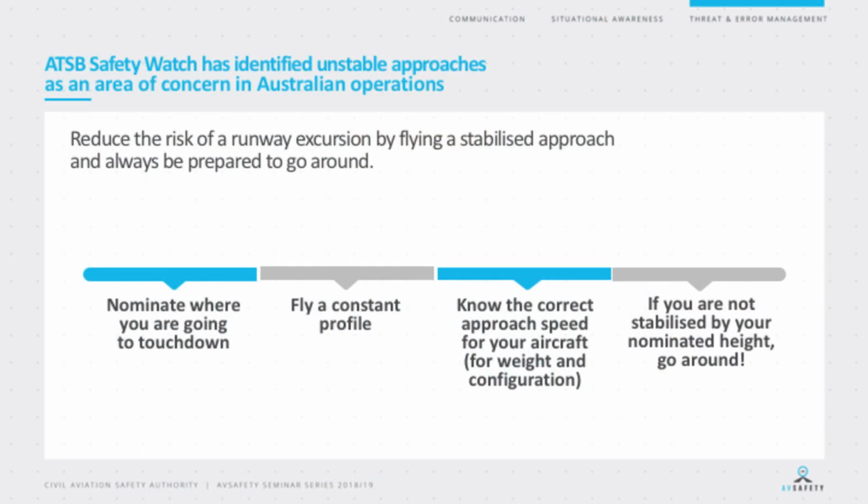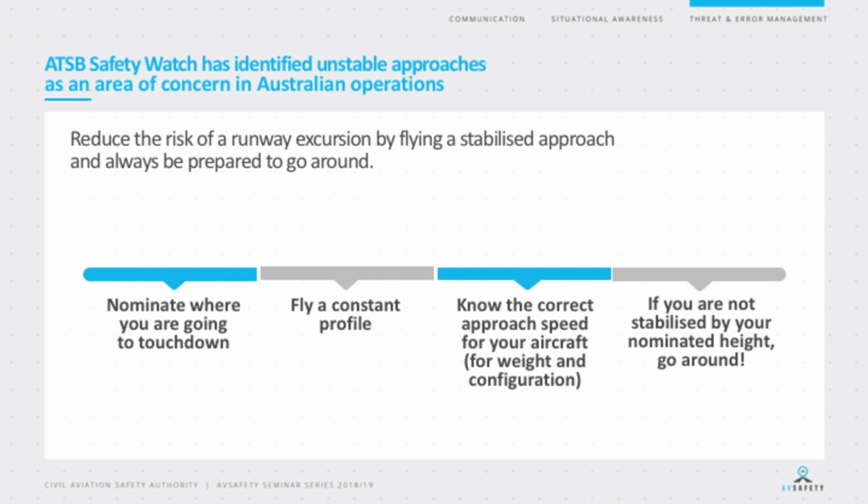So what can we do to assist this? First of all, nominate where we are going to touch down and have that point nicely sorted out early in our final approach. Secondly, fly a constant profile. Not too high, not too low. The last thing we want to be doing is making major adjustments to our final approach path as we get closer to land. Know the correct approach speed for our aircraft. Most light and sport and recreational aircraft pretty much have the same type of approach speed regardless of weight.